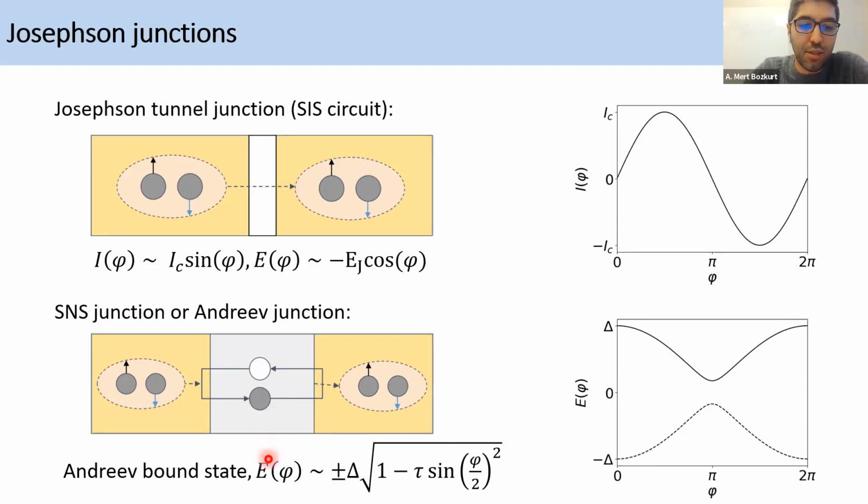The energy phase relation of such an Andreev bound state is given by this equation. Here delta is the superconducting gap, tau is the effective transparency of the Andreev junction, and phi is the phase difference applied, similar to the Josephson tunnel junction. The difference I would like to draw your attention to is that the tunnel junction contains a single harmonic, basically just a cosine-like relation, whereas the Andreev junction has all sorts of higher harmonics depending on this transparency. Okay, so now let's proceed.